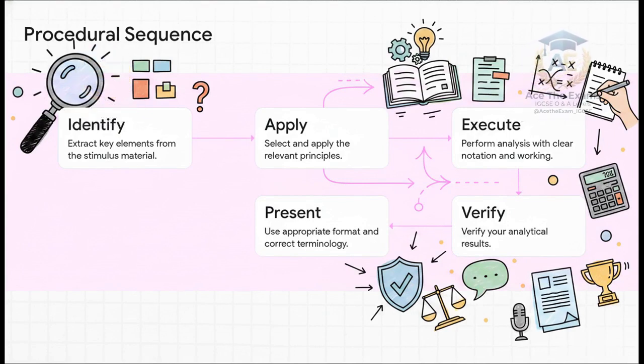Step 1. Deconstruct the question and identify the key elements from the stimulus. Step 2. Select and apply the relevant principles. Step 3. Execute your analysis with super clear notation and working out. Step 4. Verify your results. And Step 5. Present your findings in the appropriate format using the correct terminology.